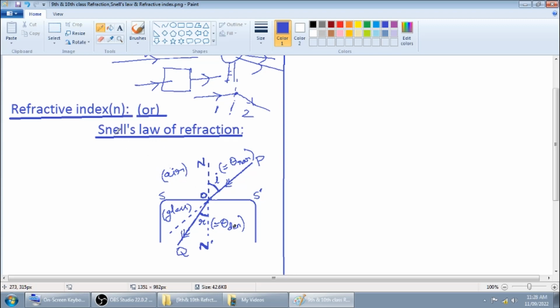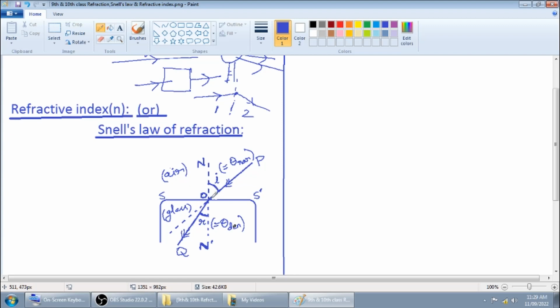So Snell was another great scientist who has given this very powerful law. Many things in optics are explained with the help of Snell's law of refraction only. Many complicated things will become very simple just by applying Snell's law of refraction. Many such powerful laws were given by great scientists just by careful observation. This is also one such law.